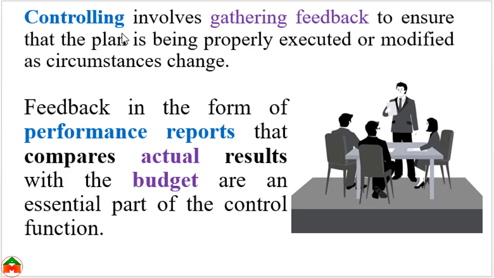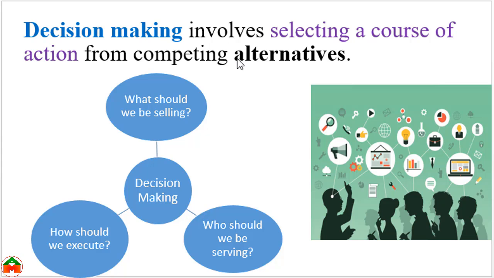For the purpose of controlling, the managers need to gather the feedback to ensure that the plan is being properly executed or modified as circumstances change. Feedback in the form of performance reports that compare actual results with the budget are an essential part of the control function. That means in the controlling activities, the managers compare the actual results with the budget. For that purpose, we will prepare standard costing and flexible budget to compare the performance, and the results from this comparing can be used as feedback to evaluate whether the plan of the organization is being properly executed or not.